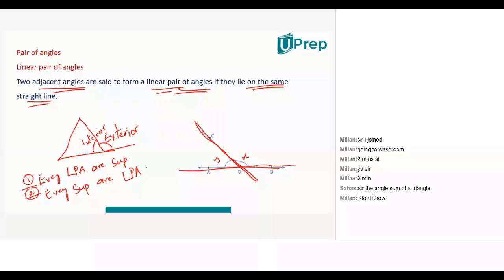Sir, true. What about two or no? Sir, also true. Two will not be true. There are many pairs of supplementary angles, like opposite angles in a cyclic quadrilateral. They may not lie on the same line, but still their sum is 180. So supplementary angles don't necessarily mean linear pair angles, but linear pair of angles means they have to be supplementary. Clear?